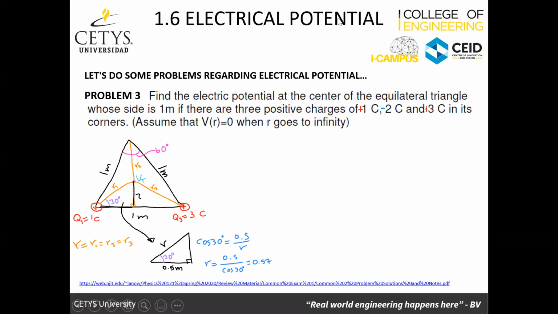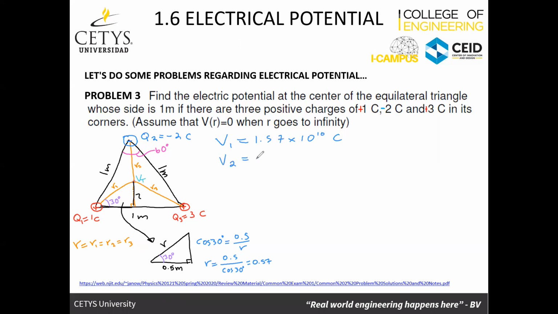Now, the difference between this situation is that now Q2 is going to be minus 2 microcoulombs. Actually, the calculations are going to be the same. The three values are going to be the same. The only difference is that now we are considering the signs. So in this case, V1 is still going to be the same calculation. I think it's 1.57 times 10 to the 10 or something like that.